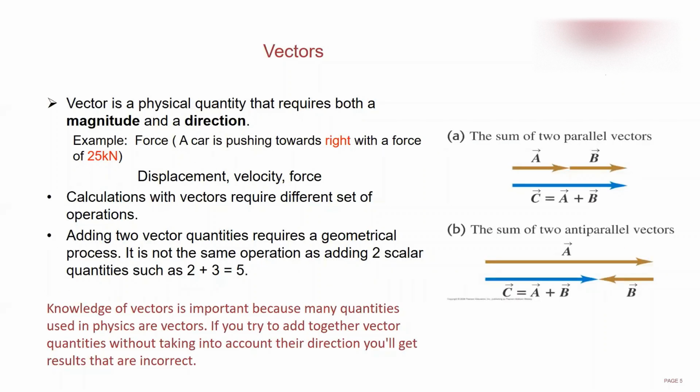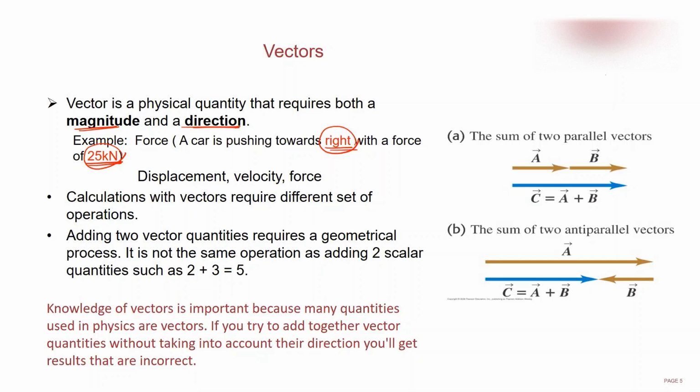When we are dealing with vectors, the direction matters. A vector is a physical quantity that requires both the magnitude and the direction. For example, take a force: a car is pushing towards the right with a force of 25 kilonewtons. So we need to include the direction and also give the magnitude. When we are presenting a vector, we need to include both of these quantities. Other examples of vectors are displacement and velocity.